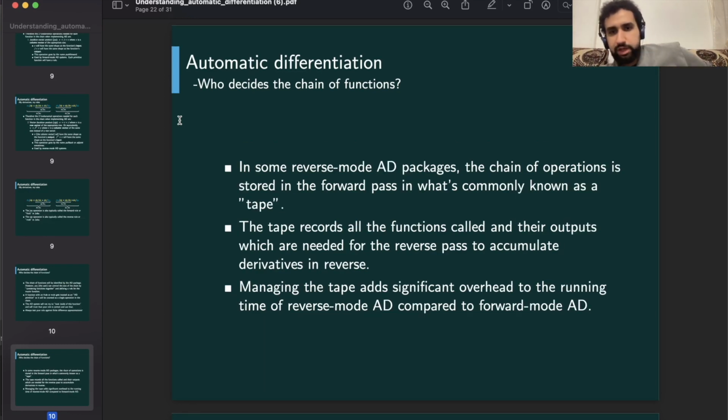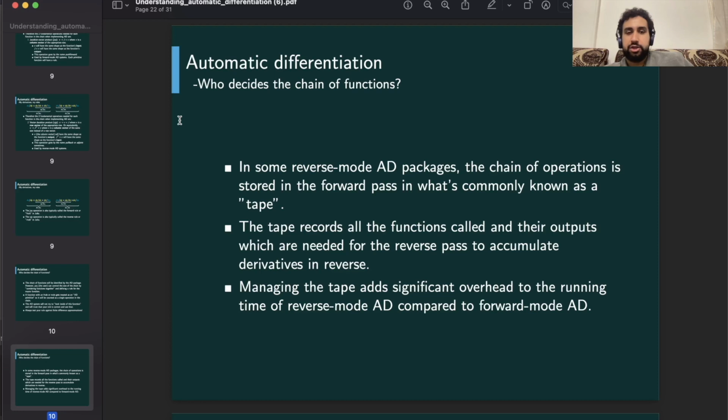So in reverse mode AD packages, a chain of operations is often stored in the forward pass. When you're evaluating the function in the forward pass, going from u to v, for example, or the inputs to the outputs, the reverse mode AD package is also going to keep track of all the operations and all the functions that were called, what the inputs are, what the outputs are, and any intermediate values that you also want to store there. This is basically all the information that's going to be used when you're trying to propagate the derivatives backward from the output to the input.